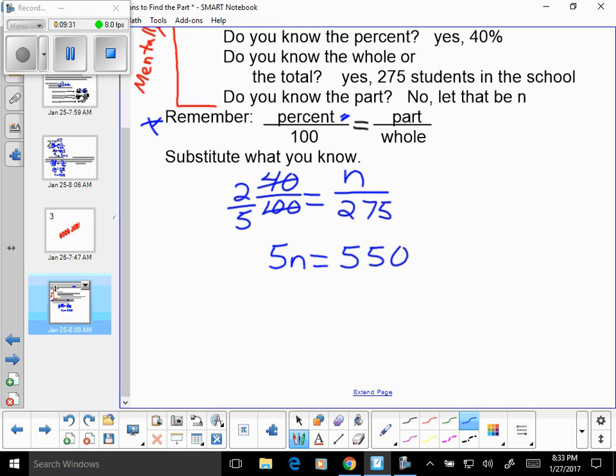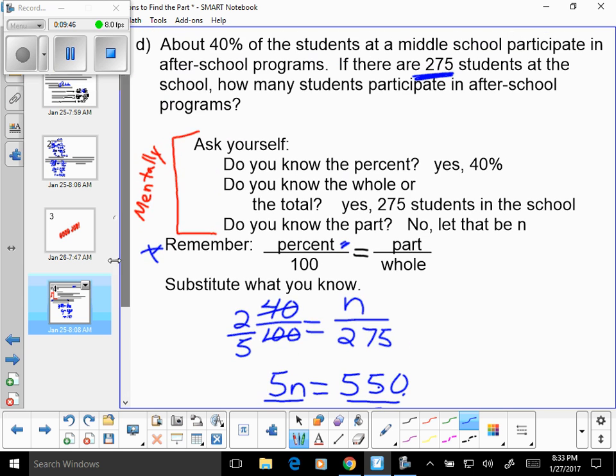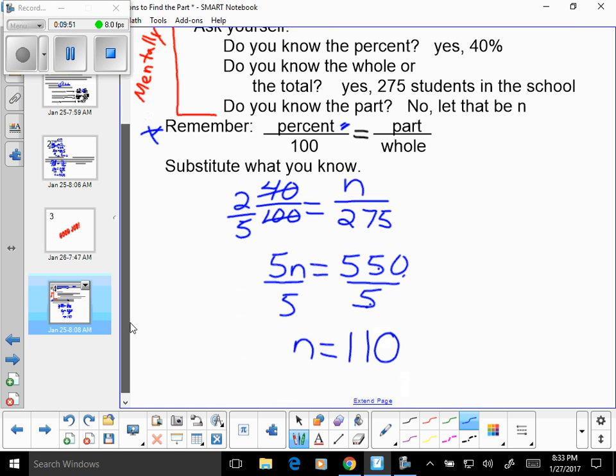Now look how nice of a division problem you have here. You're dividing by 5. 5 into 5 goes once. 5 into 5 goes once. 5 into 0 goes 0. Need a label though. Look at my question. How many students? Right there. So there's my label.